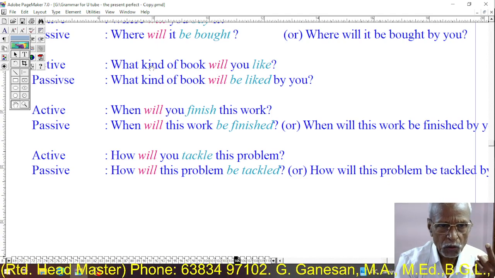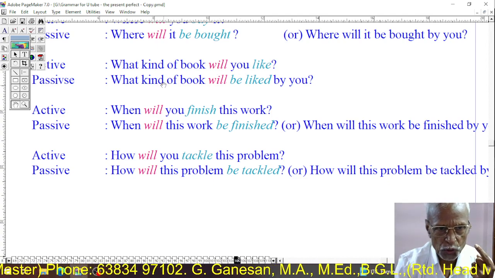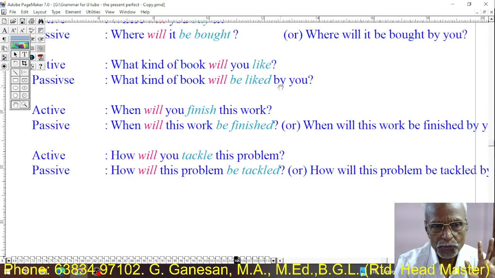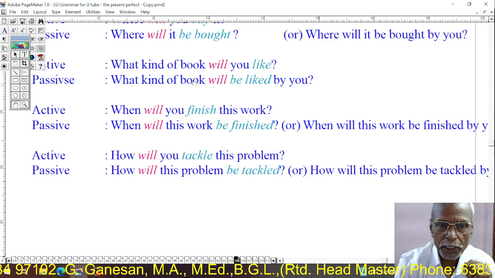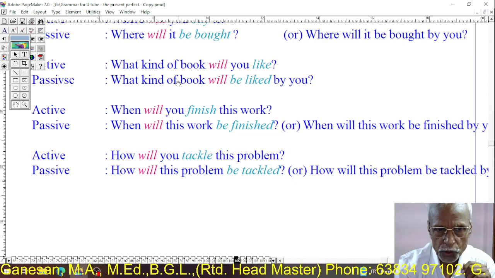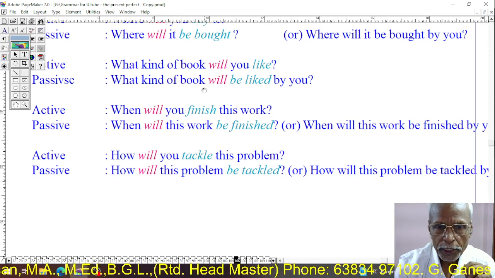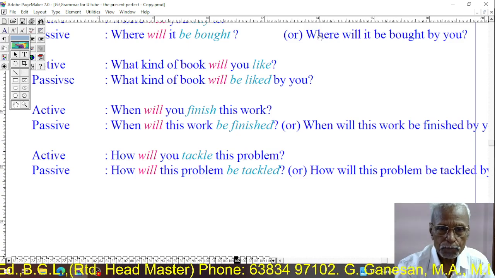What kind of book will you like? Here what kind of book is the object, you is the subject. What kind of book will be liked by you? Like becomes be liked.